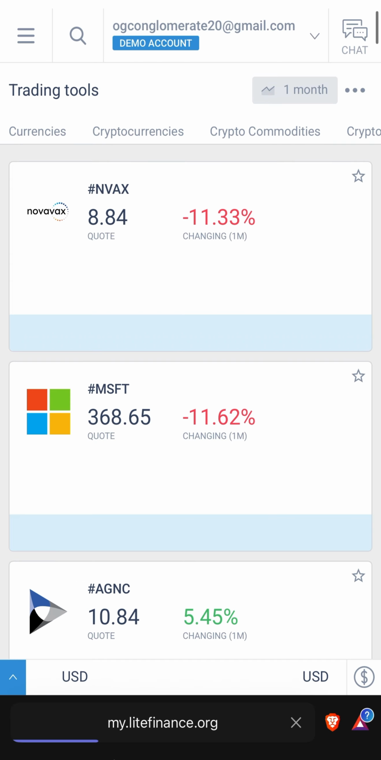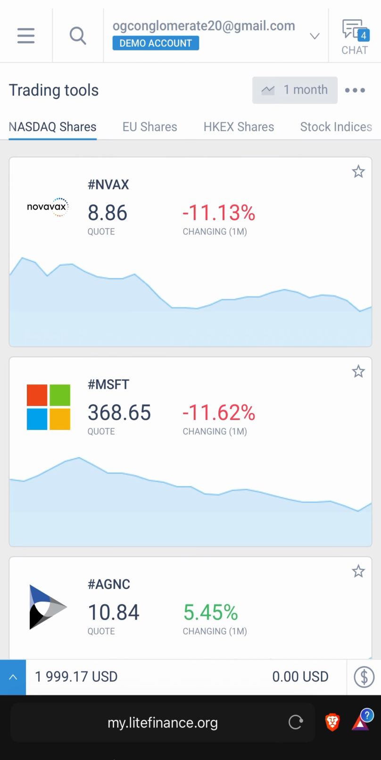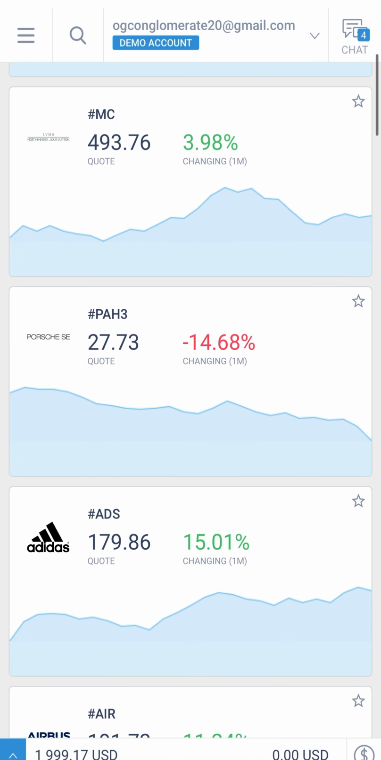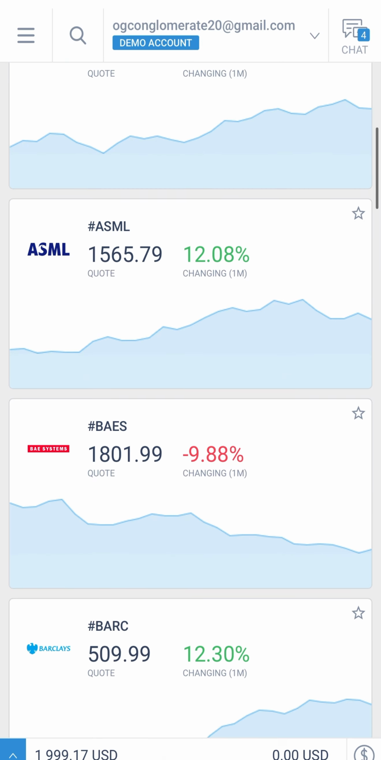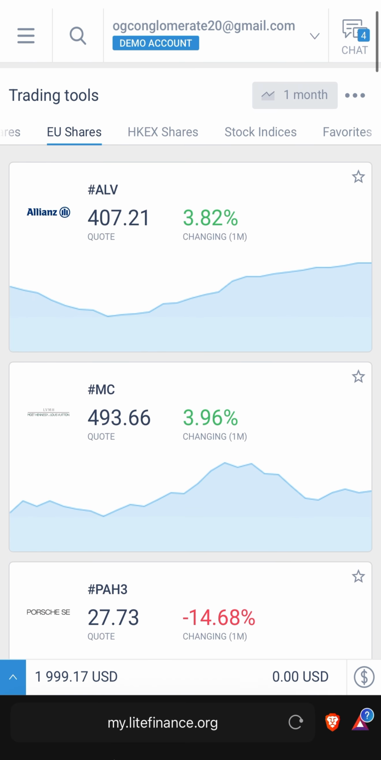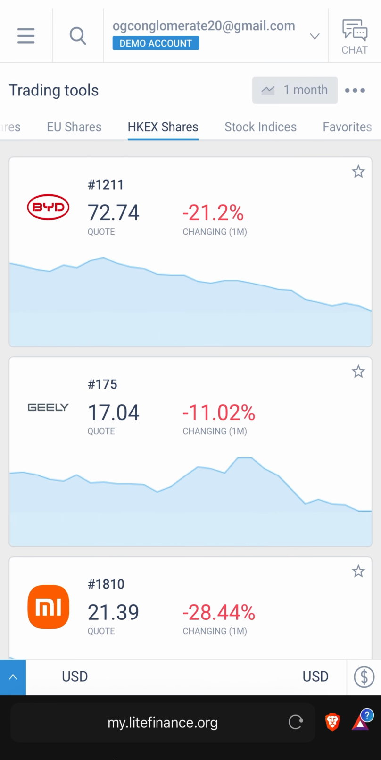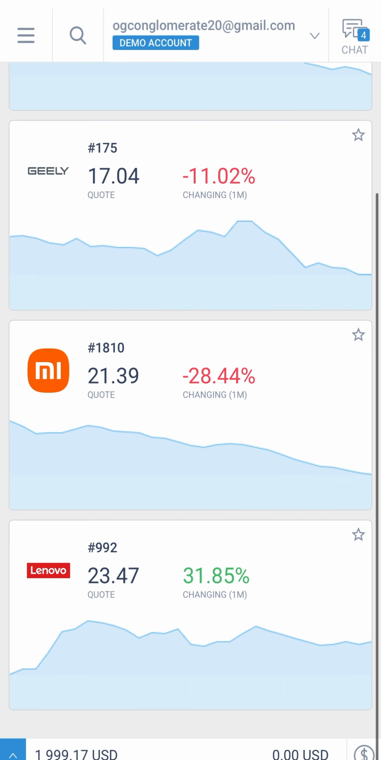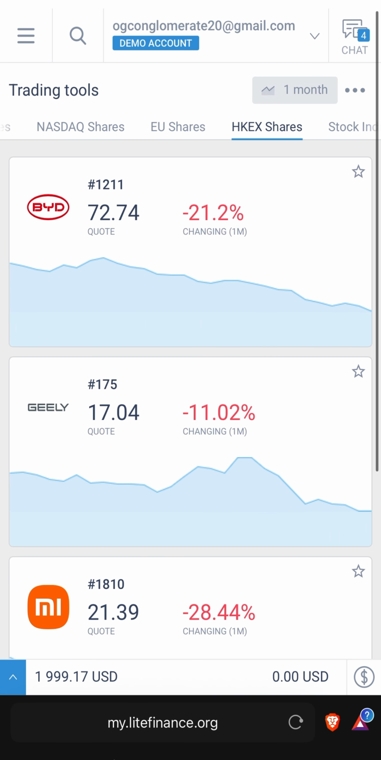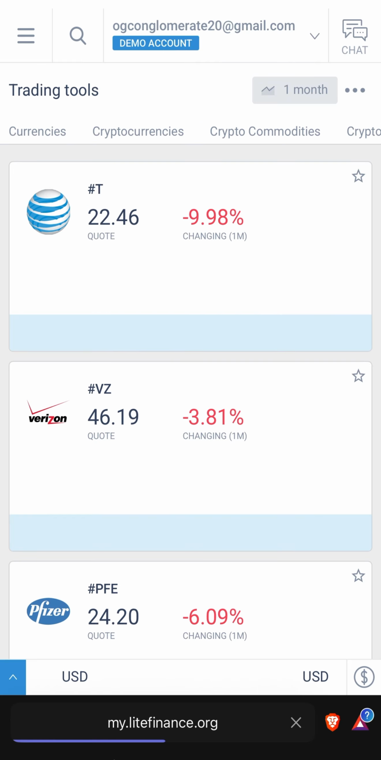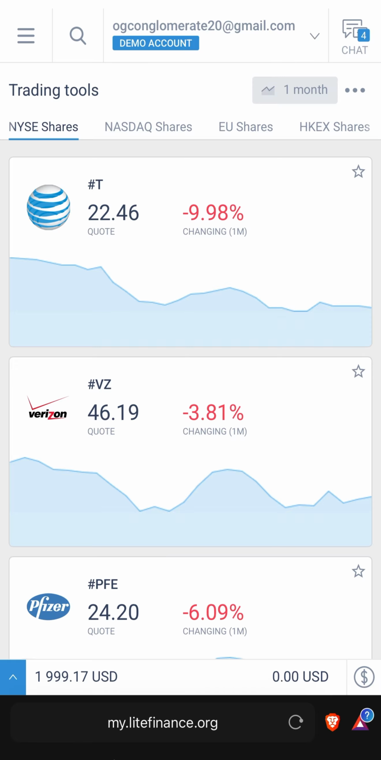If you go to NASDAQ, then this is NASDAQ stock, and you can see different company shares under them, Novavax, Microsoft, and the likes of them. Then you can click EU shares as well. You can see Alliance, MC, Adidas, Airbus, and a whole lot of them. So these are global stocks that you can invest in. Hong Kong Exchange, you can see BYD, Geely, Redmi, Lenovo, and the likes of them. So we're going to try to place a trade on one of them. So let's make use of the New York Stock Exchange shares.